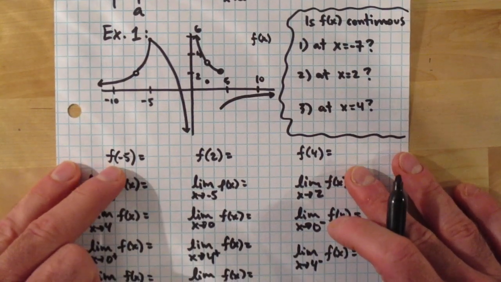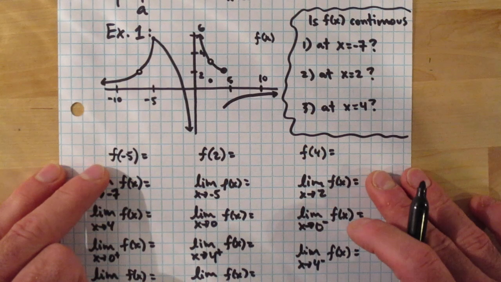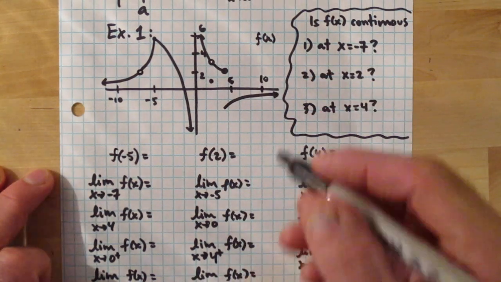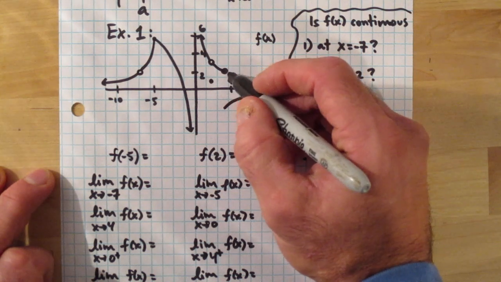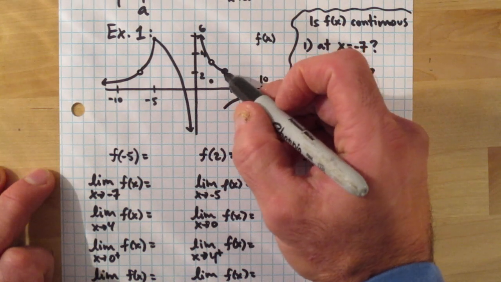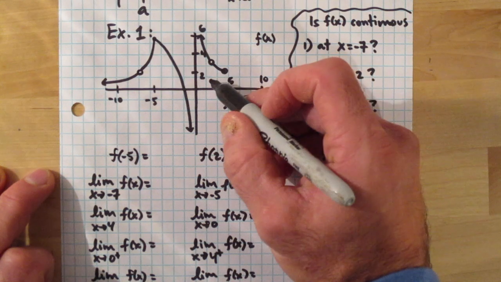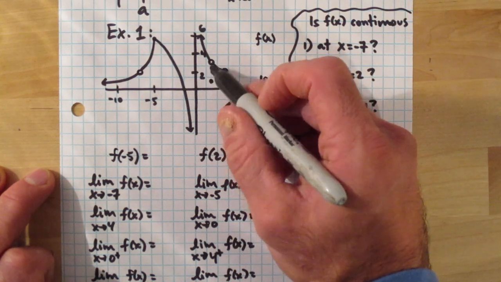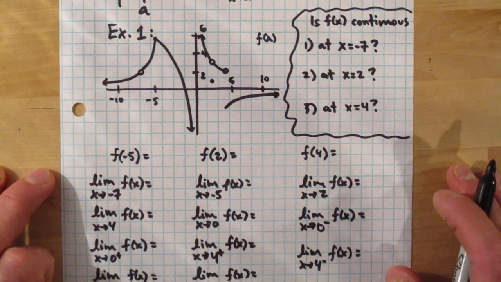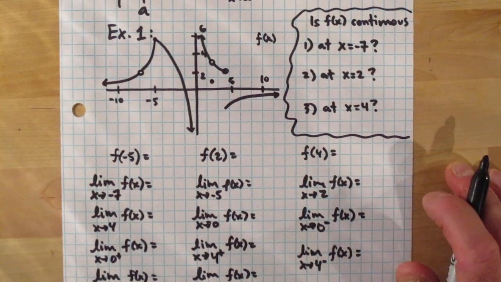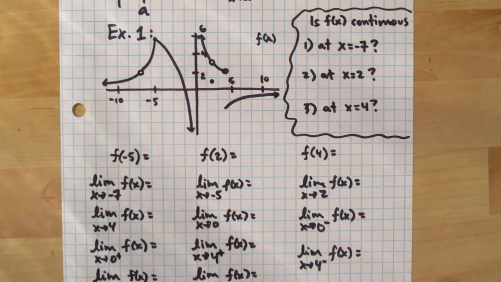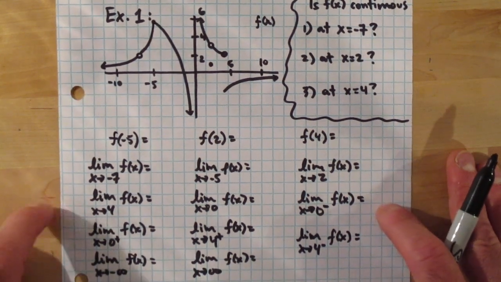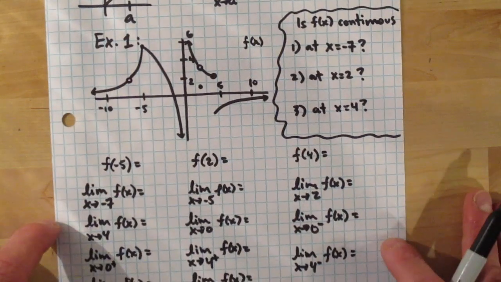Alright, so here's a graph. It may not be real easy to see, but I do actually want this point right here at what looks to be 4, 2 to be open. There's a removable discontinuity here at x equals, I believe, 2. We'll verify that in a minute. So let's look at a few values using both the graph and a few limits that we're going to look at here.